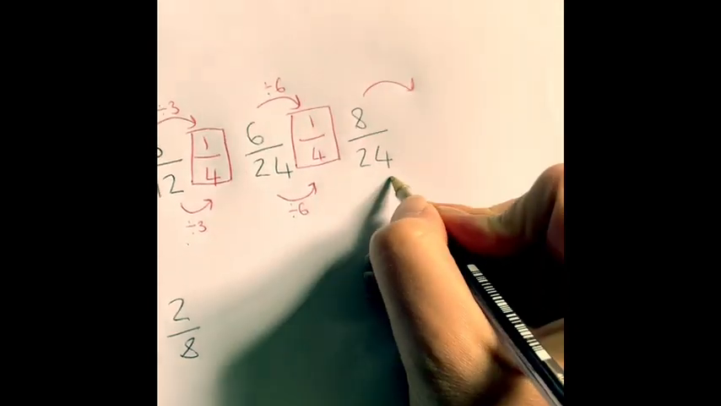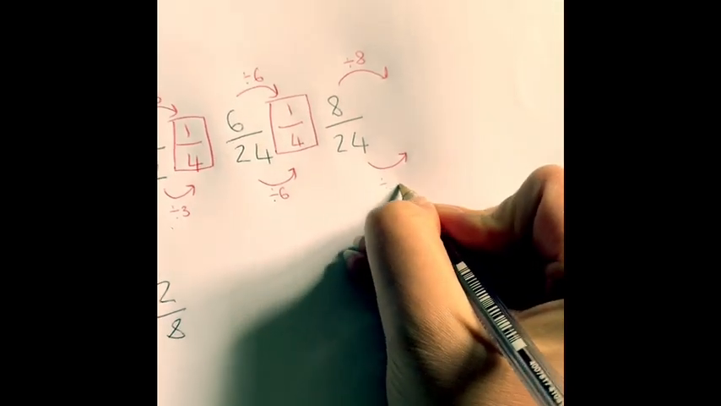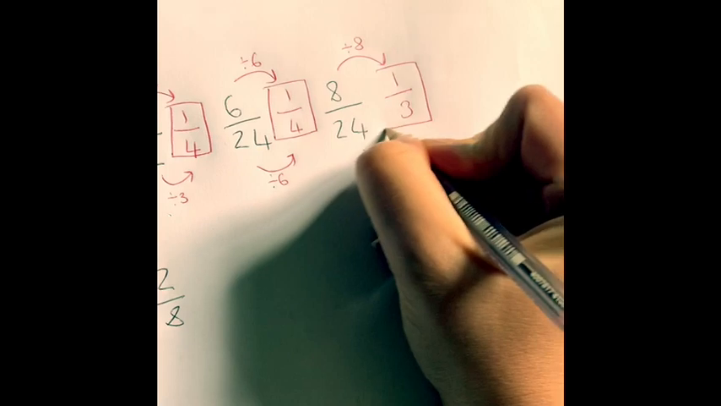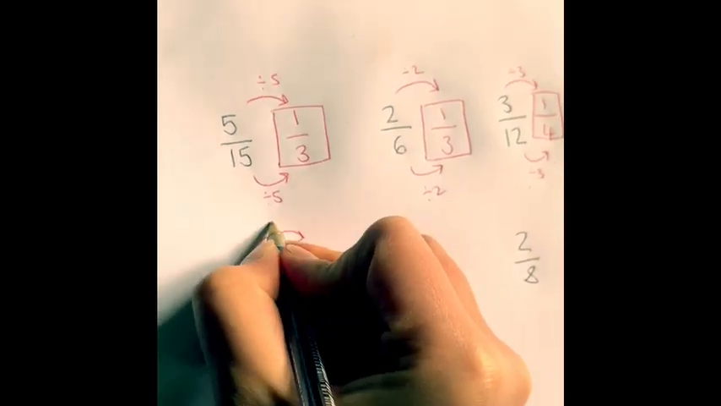And here I'm looking at a number that goes into both of these, which would be 8. Divide them both by 8. It'll get me 1 on the top and 3 on the bottom. There's another one for the thirds. Then I've got 5/20. They both go into the 5s.